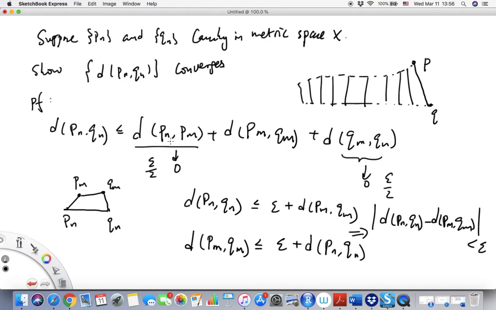So you can always choose n and m big enough, so this is less than epsilon over 2, and this is less than epsilon over 2, right? And then you do this, you switch the role, you have that, and this is saying this sequence is a Cauchy sequence. So a Cauchy sequence in a metric space converges.